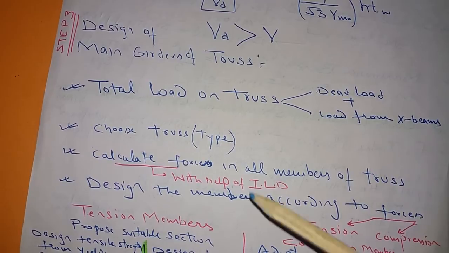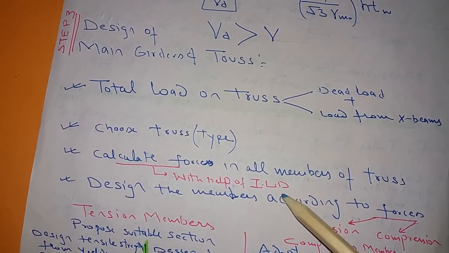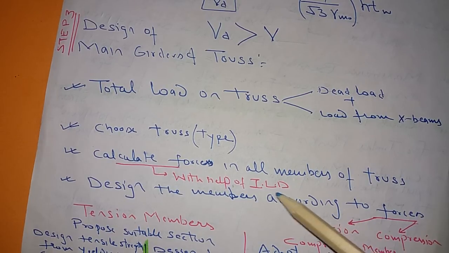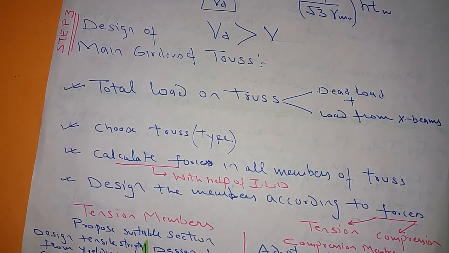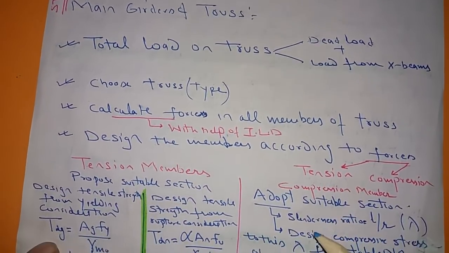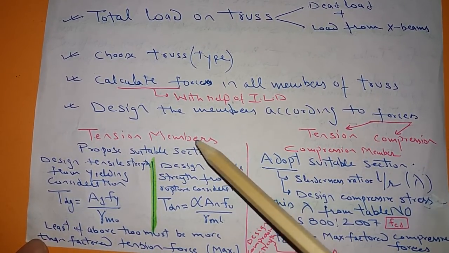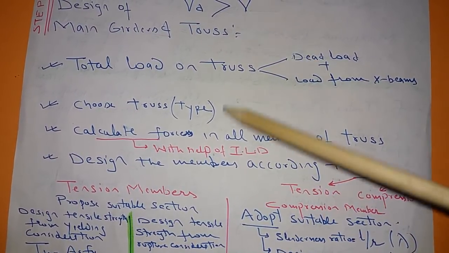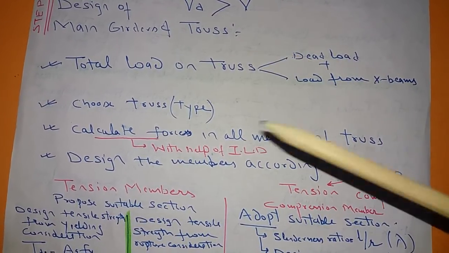Now how to start this? First of all, you have to choose the type of the truss, then calculate forces in all the members with the help of the influence line diagram, then design the members according to these forces calculated with the help of ILD, the tension and the compression. If the member is in tension, it will be a tension member. A member in compression will be a compression member, and the design will be chosen differently. Before starting this final portion, we will discuss up to the ILD forces of this truss in our numerical.